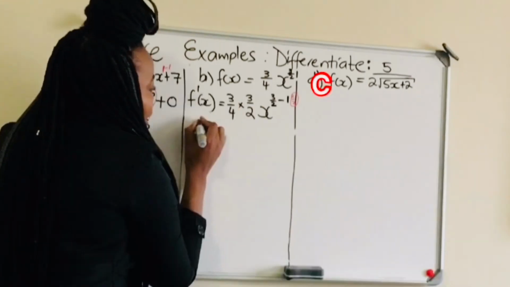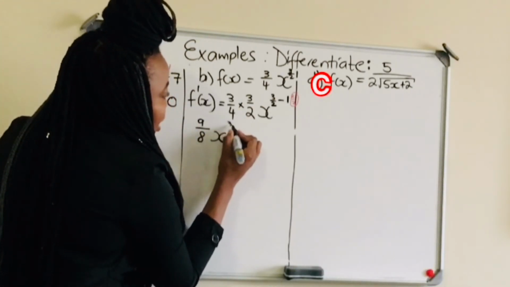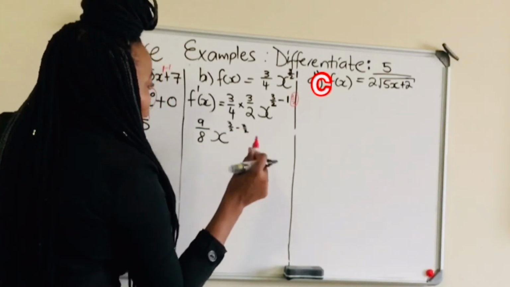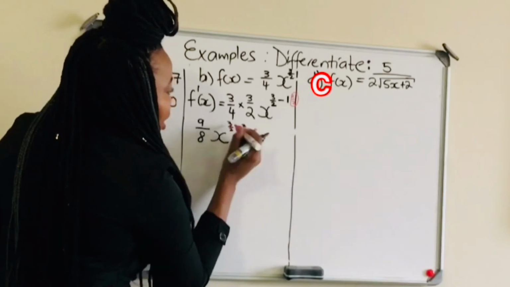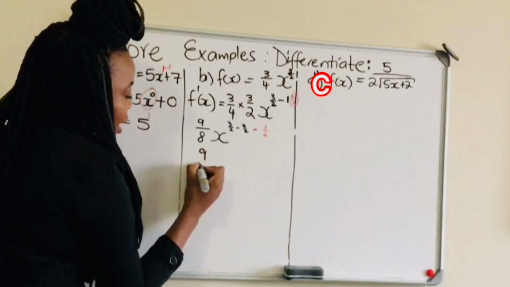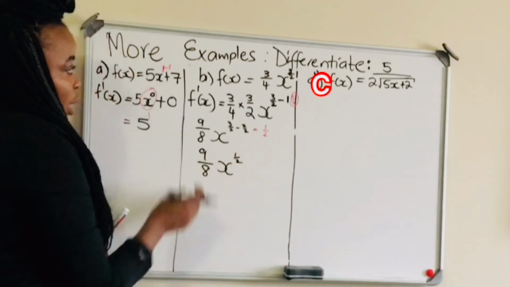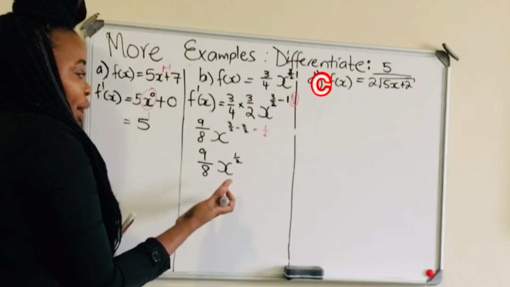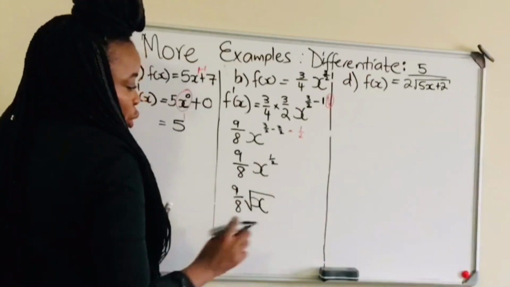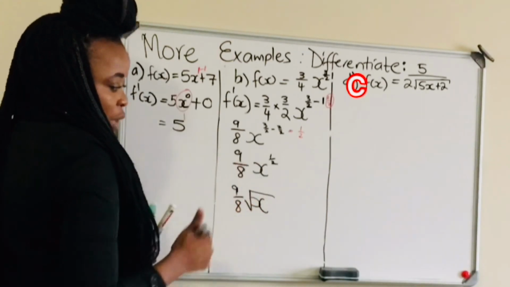It's going to be 9 over 8 x to the power, then I have here 3 over 2 minus 2 over 2. That is just going to be 3 minus 2, which is 1 over 2, right? So I have 9 over 8 x to the power half. So that is my f prime of x. However, I can write this as 9 over 8 square root of x, because power half and the square root of that thing is the same thing.